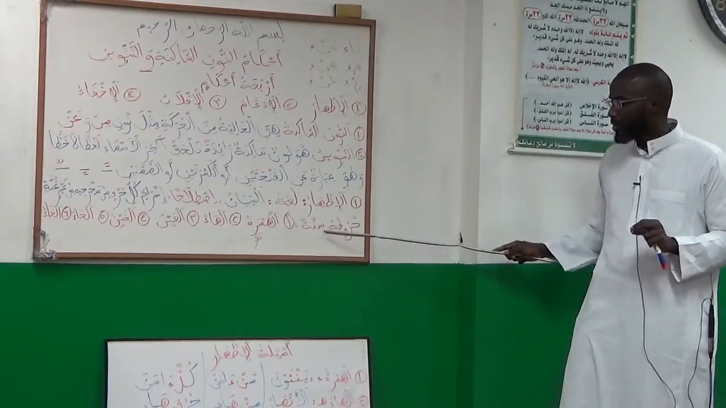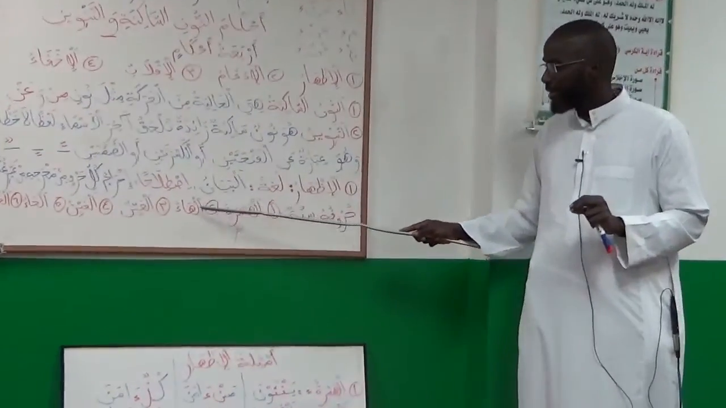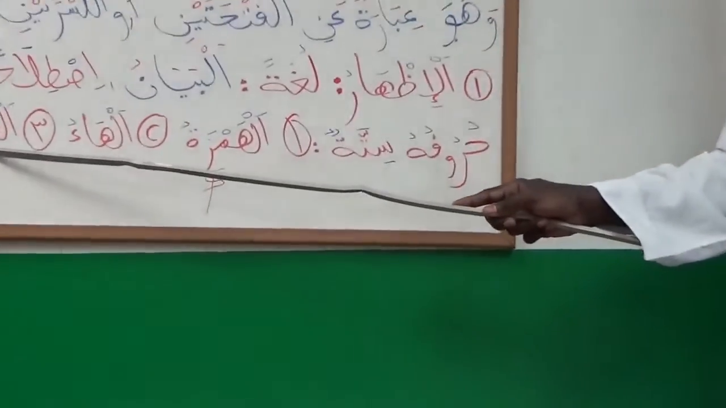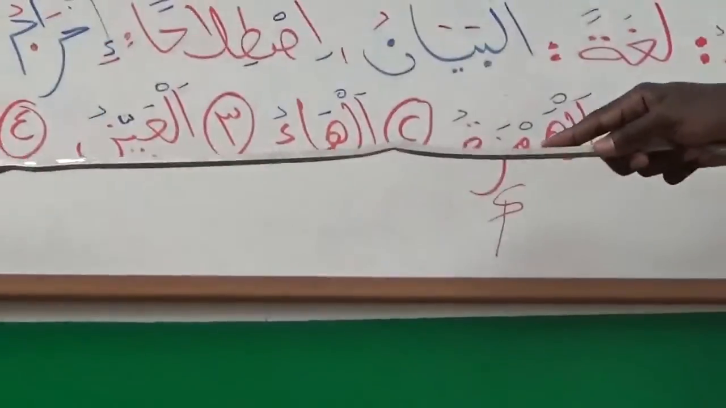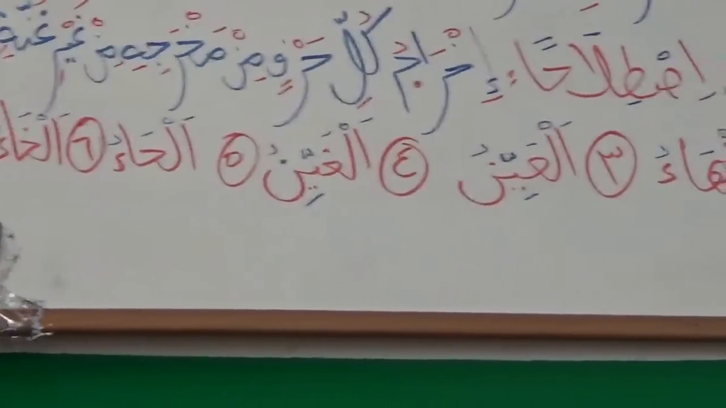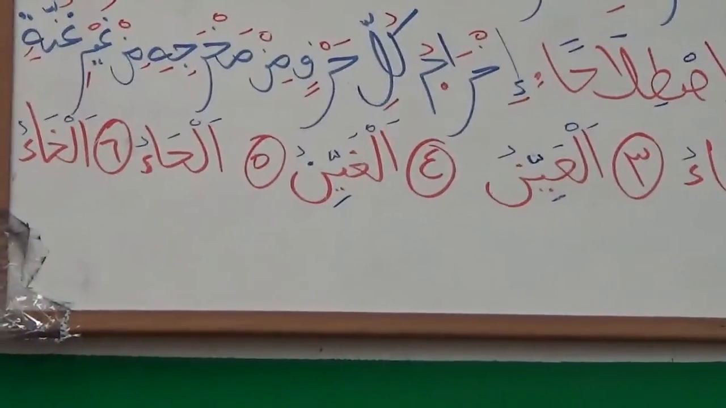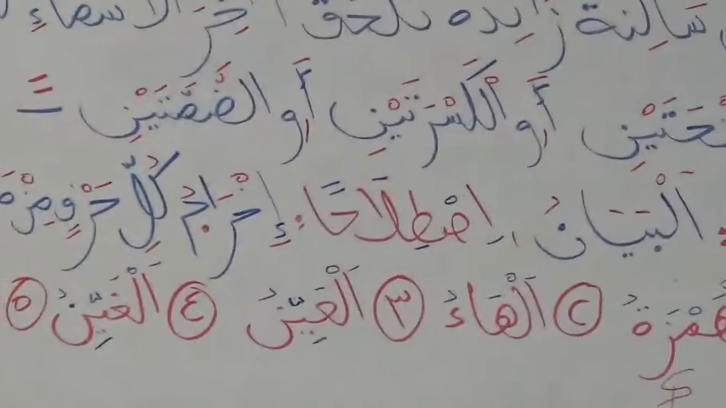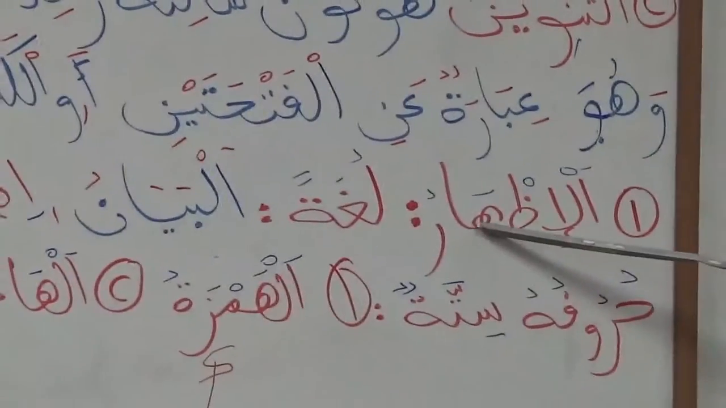So what are the letters? Al-hamza, al-ha, al-ayn, al-ghayn, al-ha, al-kha. So these are 6 letters. When they follow tanween, or they follow a nun that has a sukun, we apply the rule of idhar.